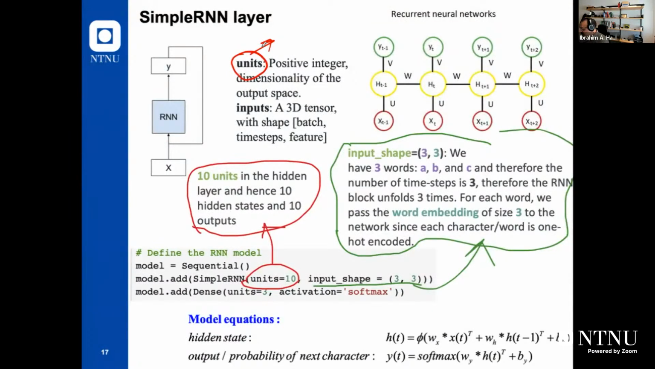Input is a 3D tensor with a shape of batch multiplied by time steps multiplied by features. So this is the most critical part. You need to put your inputs in that format. It should be in the form of a 3D tensor with a shape of batch multiplied by time steps multiplied by the number of features, right?